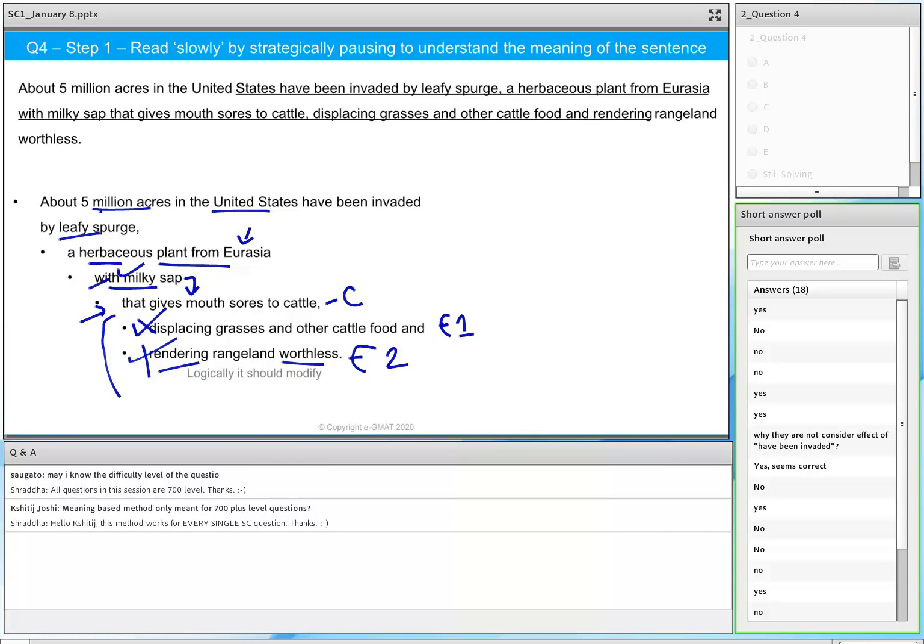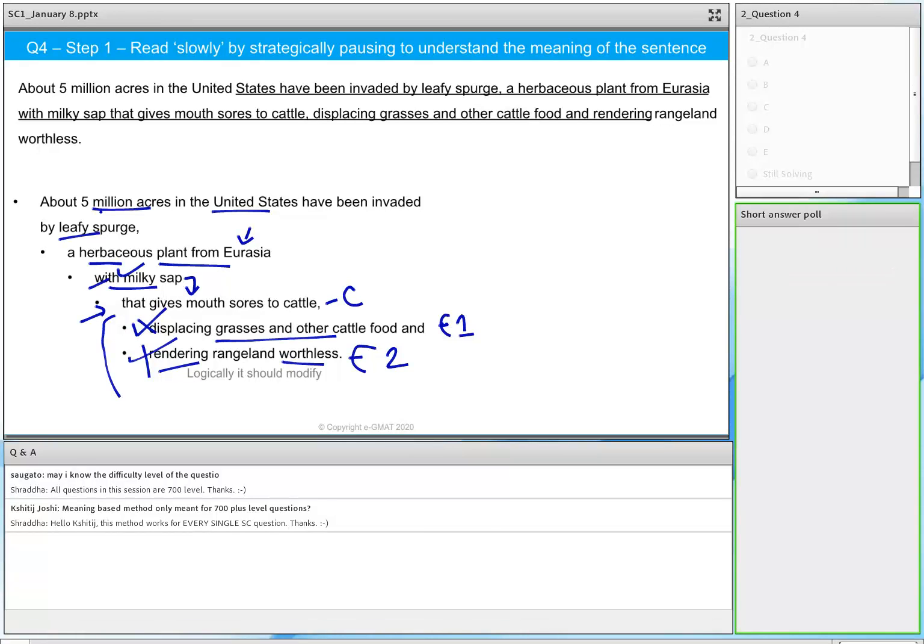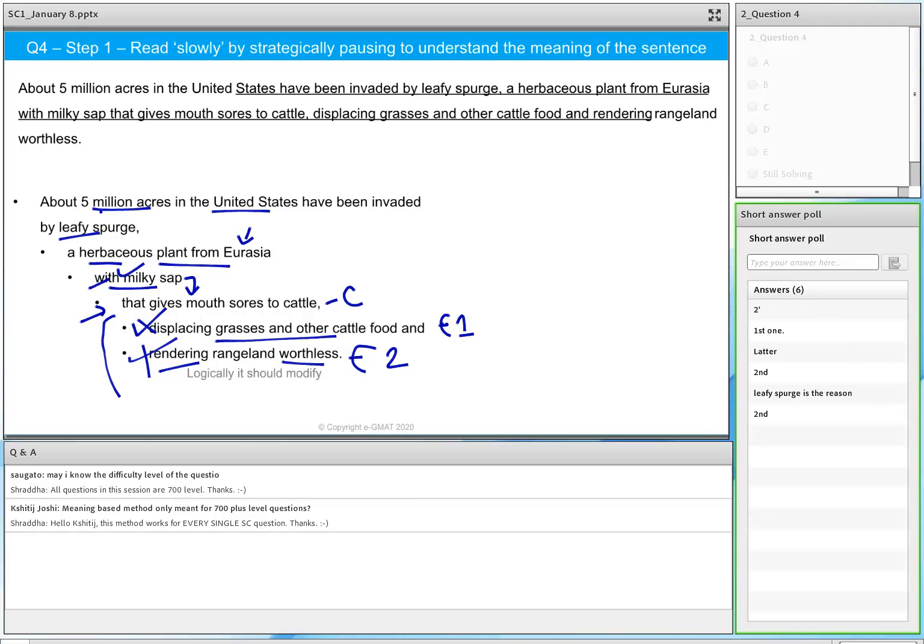Now, I'm telling you that leafy spurge displaces grasses and other cattle food, and because this action is happening, because leafy spurge displaces grasses and other cattle food, the rangeland becomes worthless. The grazing grounds become worthless. Now, which one do you think makes logical sense? The logic given in the sentence or the logic that I give? The second one or the first one? Yes, the latter. Leafy spurge is the reason.